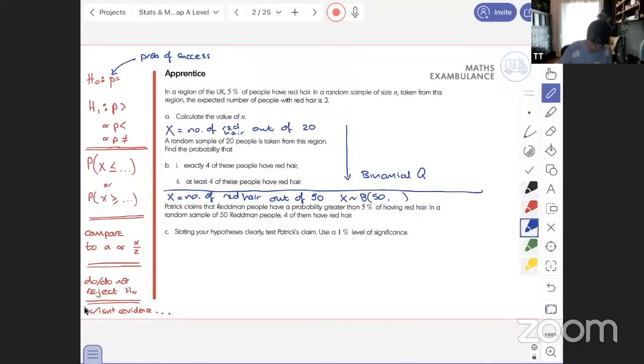And don't forget, none of this bit here is just really a binomial question. It's sort of like an interlude. So this is the question, and then this is the hypothesis test bit.